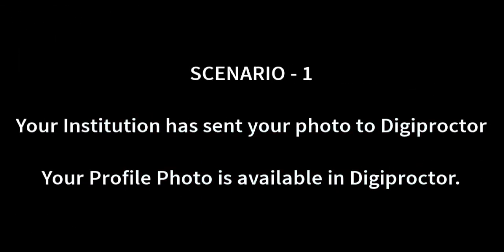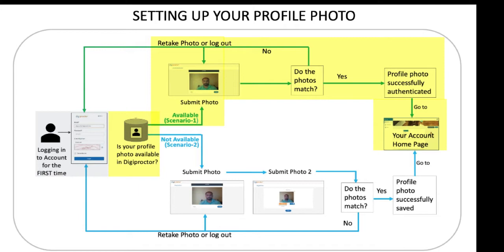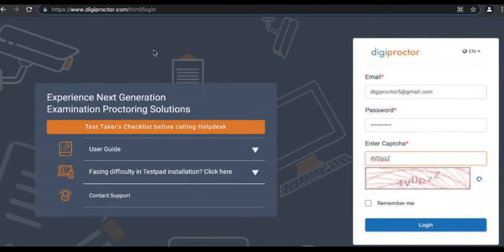Scenario 1 is when your institution has sent your profile photo and the photo is available in DigiProctor. We will walk through step by step on how to set up your profile photo in scenario 1. After you enter your credentials, before you're allowed to log into your account for the first time, DigiProctor will check if your profile photo is available in its database.